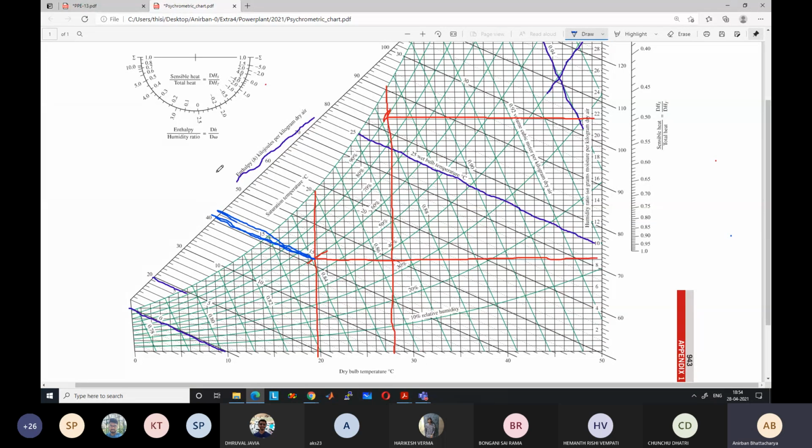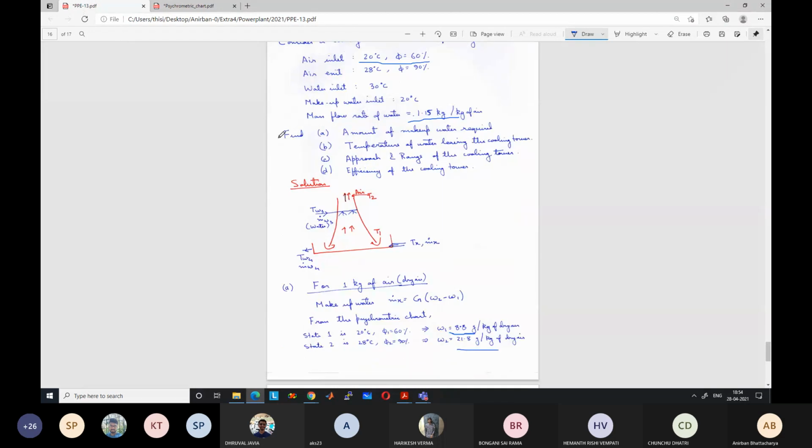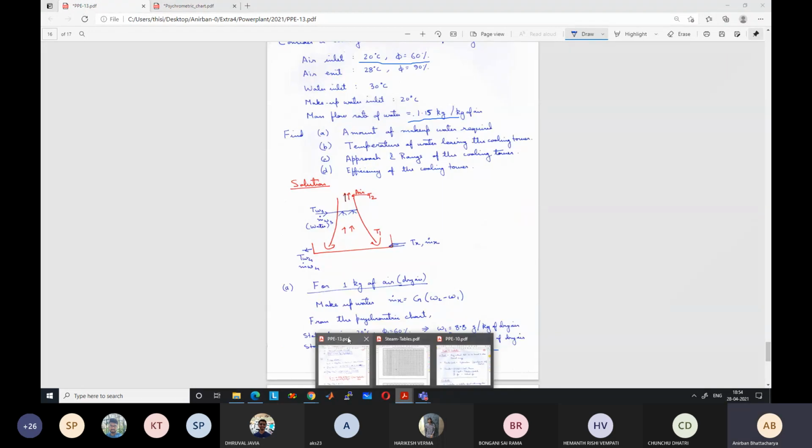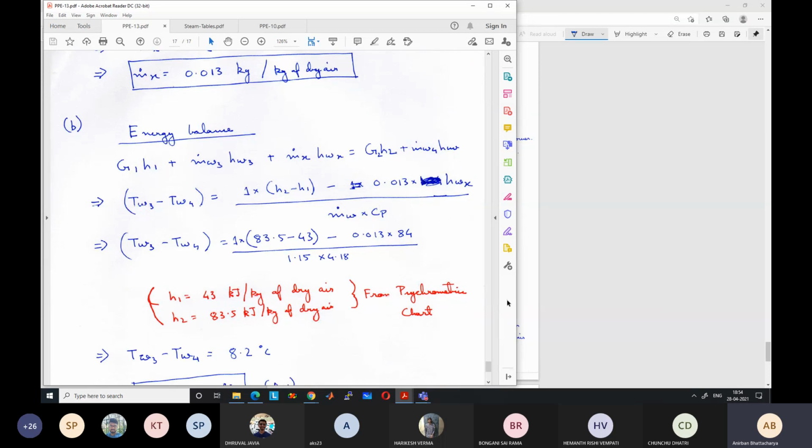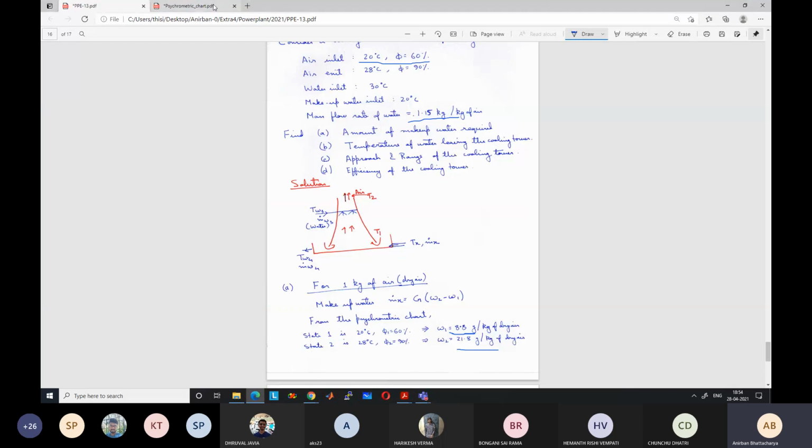And for the H2 condition, again something like this. So it is somewhere around 83 or 84. For my calculation, it was 83.5. So this is the enthalpy. This is how you get the enthalpy of wet air from the psychrometric chart.